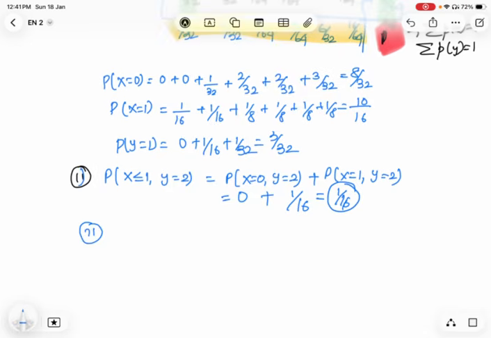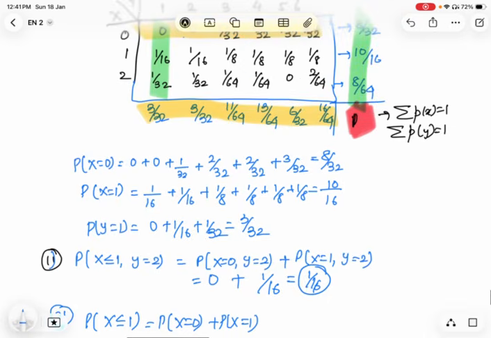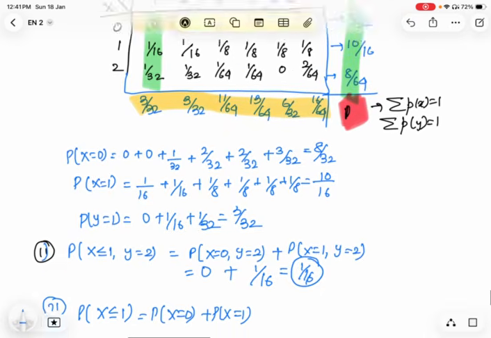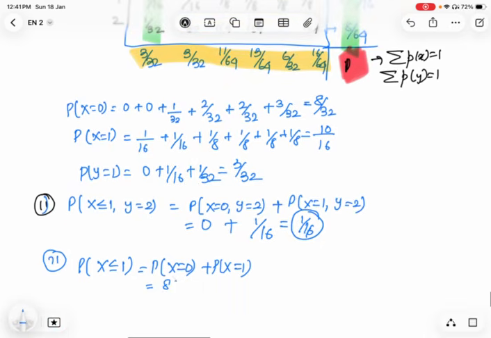Okay. Now the second is the probability of x is less than or equal to 1. What does it mean? It means the probability of x is equal to 0 plus the probability of x is equal to 1. So the probability x is equal to 0 is 8 by 32. And what about the 1? That is 10 by 16. After solving this, you will get 7 by 8.